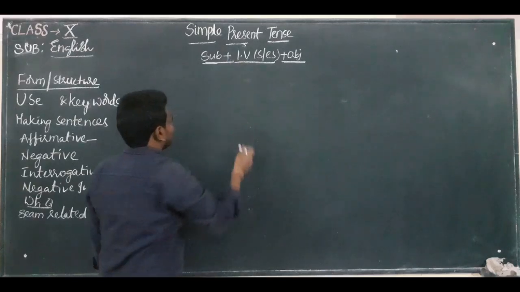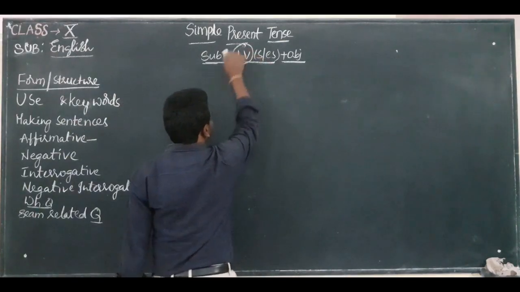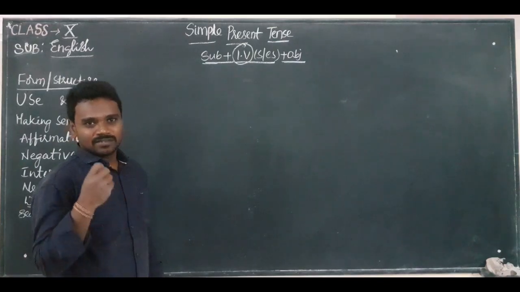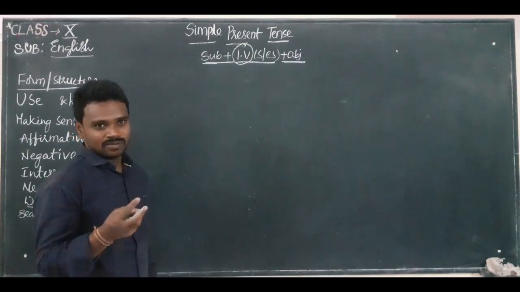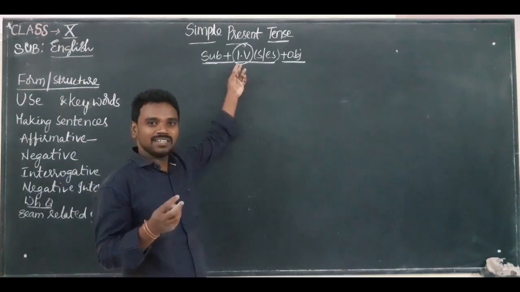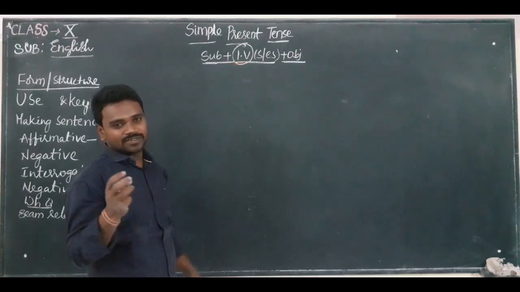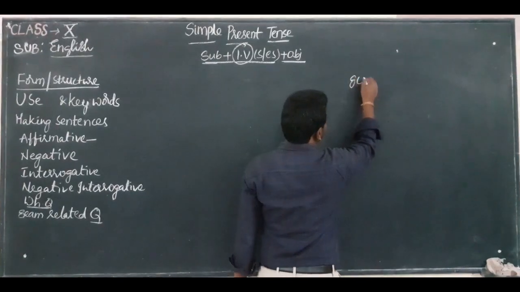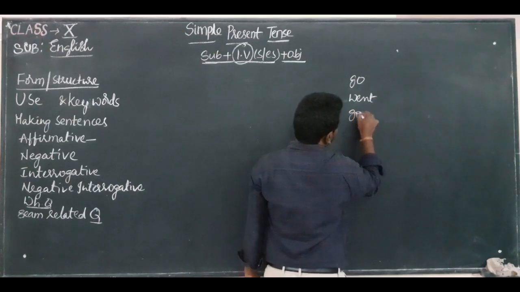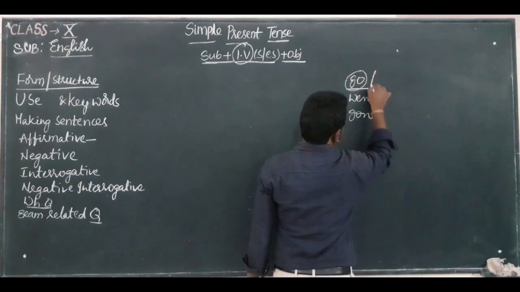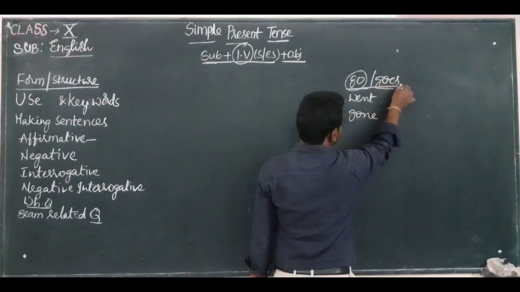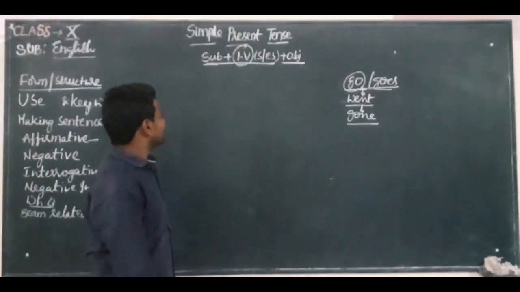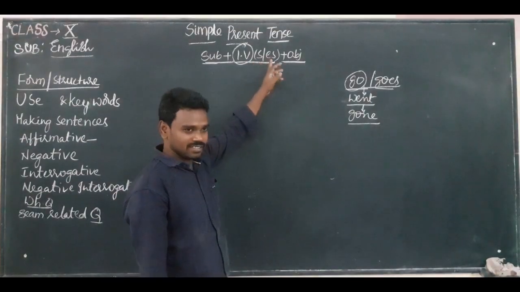What is the first form of a verb? We learned verb conjugation: base form, first form, second form and third form. The first form is nothing but the present form, used in simple present tense. The past form is the second form, and the past participle is the third form of a verb. For example, go, went, gone. Go is the first form of a verb. Of course, goes will also be there. Go or goes is the first form. The second form is went, and the third form is gone.